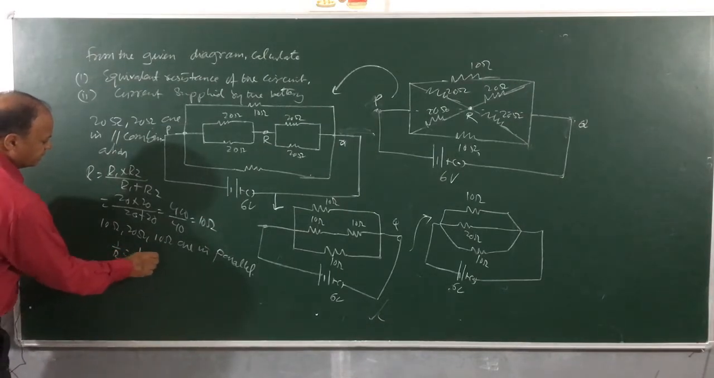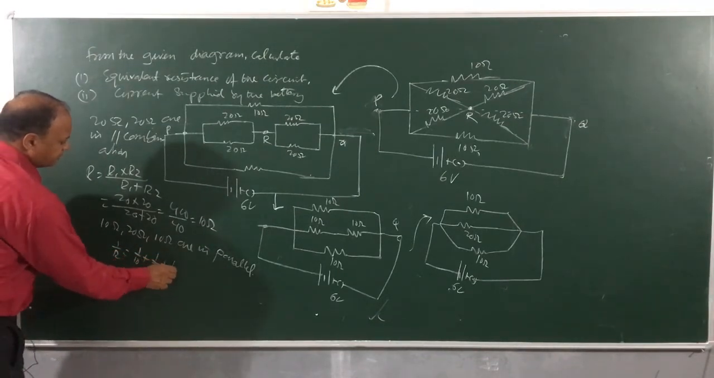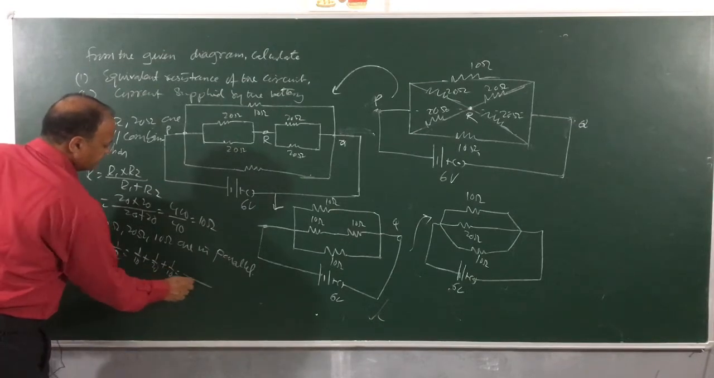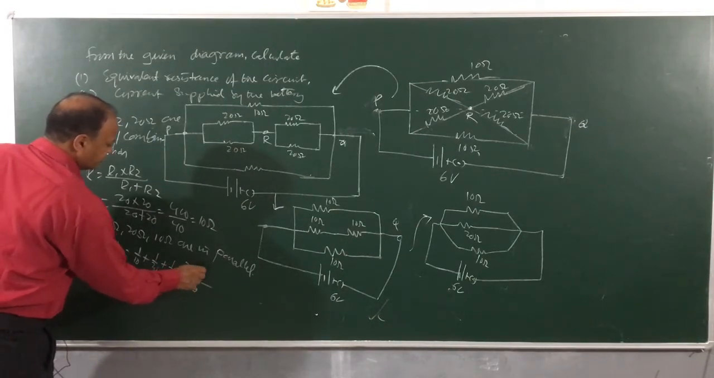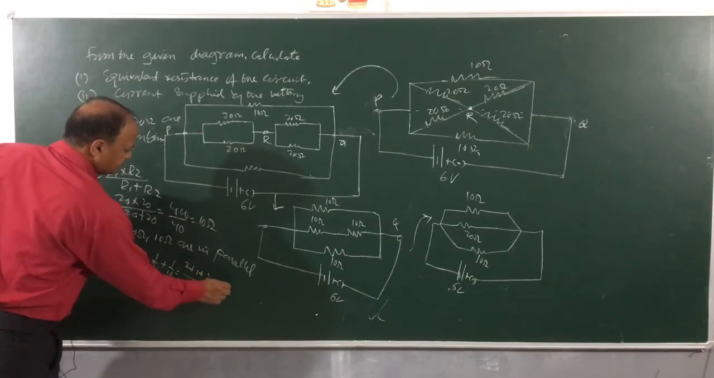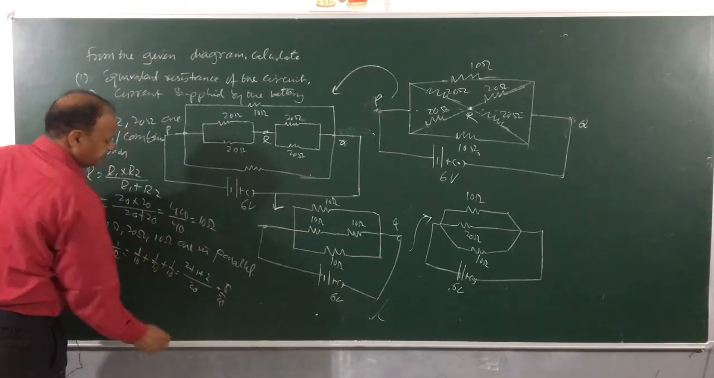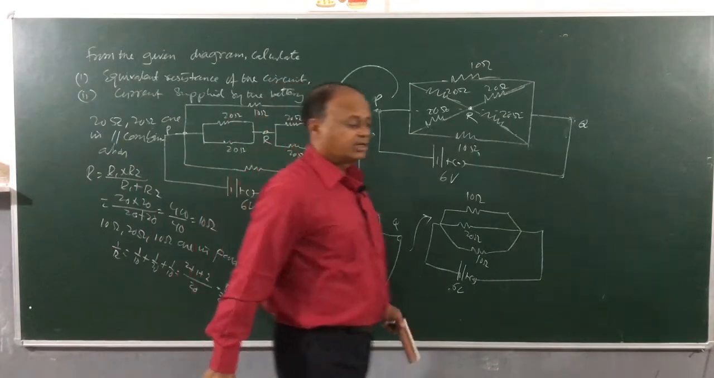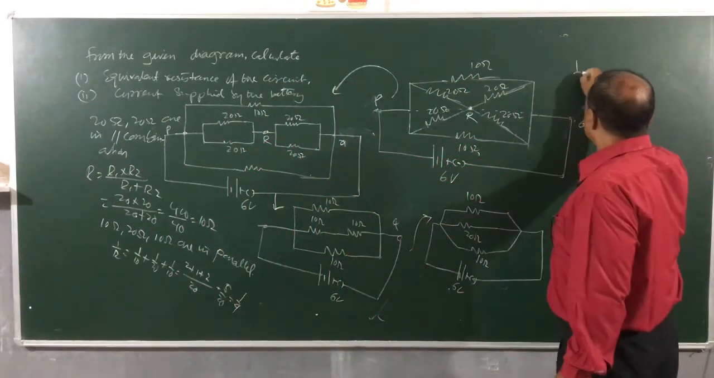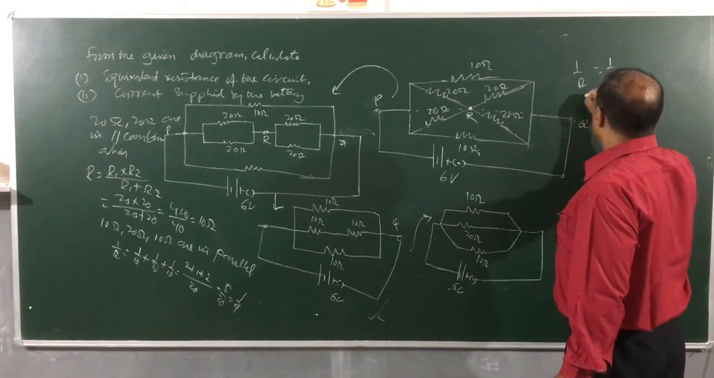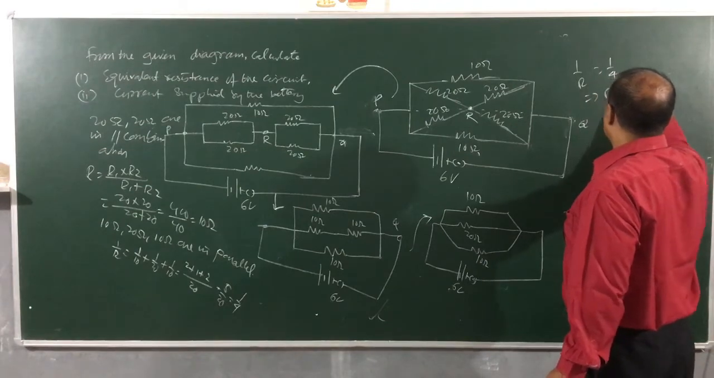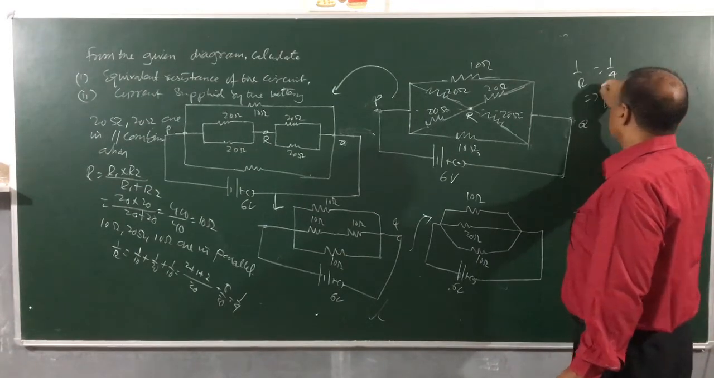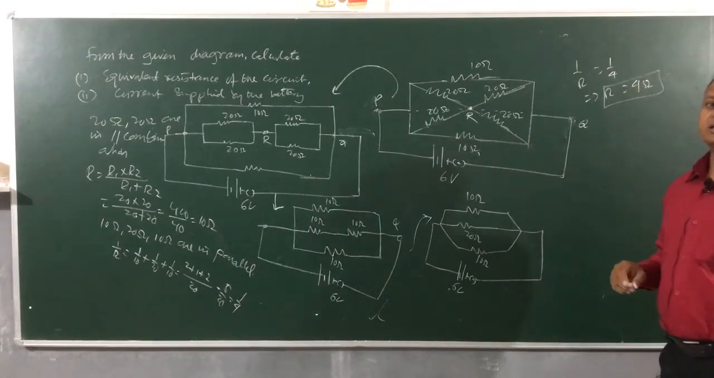1 by 10 plus 1 by 20 plus 1 by 10. LCM is 20, 2 plus 1 plus 2, 5 by 20, 1 by 4. So what did you get here, children? 1 by R is equal to 1 by 4. So how much is R? 4 ohm. So we got the first answer. Equivalent resistance of circuit is how many ohms?